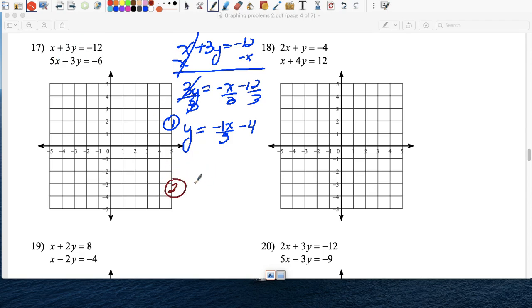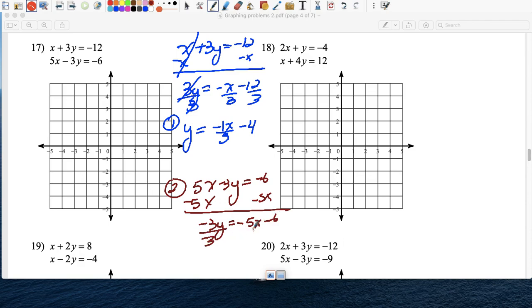Second one, it's 5x minus 3y equals negative 6. We're going to do minus 5x, minus 5x. We get negative 3y equals negative 5x minus 6. I'm going to divide everybody by negative 3. Let's see what that equals to. So negative 3 divided by negative 3 is just y. On the right side, negative 5 over 3. Let's leave it as 5 over 3, but positive. And negative 6 divided by negative 3 is positive 2. So that's the second equation I'm going to graph.